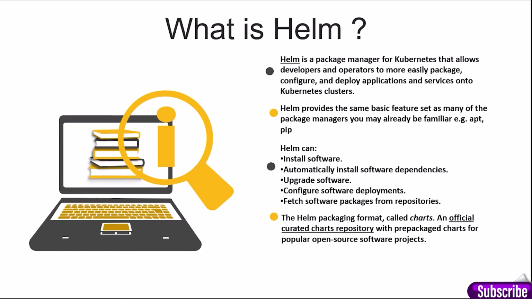Helm provides the same basic functionality set as many of the package managers you may already be familiar with, such as apt on Linux or pip with Python. Helm can install software, automatically install software dependencies, upgrade software, configure software deployments, and fetch software packages from repositories. So these are the 5 things that you can do with Helm. The Helm packaging format is called charts, and there is an official curated charts repository with prepackaged charts for popular open source software projects.